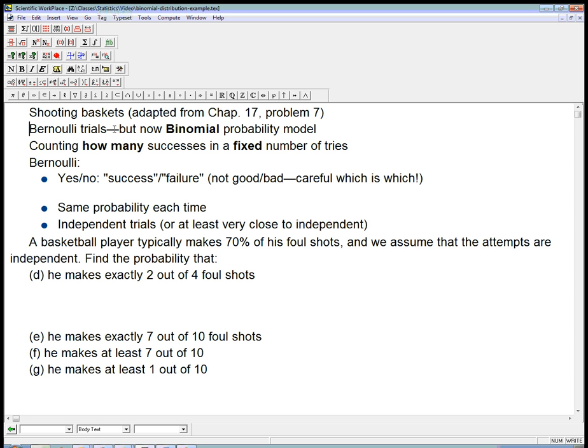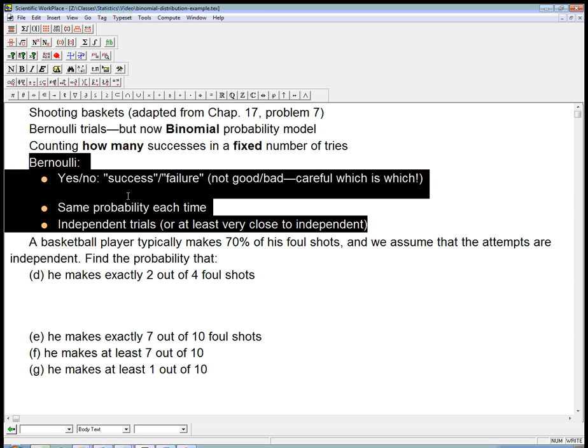We still have Bernoulli trials. And remember, these are the characterizations for a Bernoulli trial. There's a yes or no each time, success or failure. I guess in the modern lingo this would be win/fail. And there's the same probability each time, and we're assuming they're independent or very close to independent.